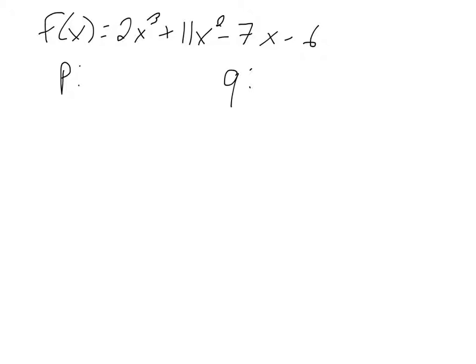And so P, the numerator of our real zero, has to be a factor of 6. So what are all the factors of 6? What do we got? 1, 2, 3, and 6, right? And each of them can be plus or minus.